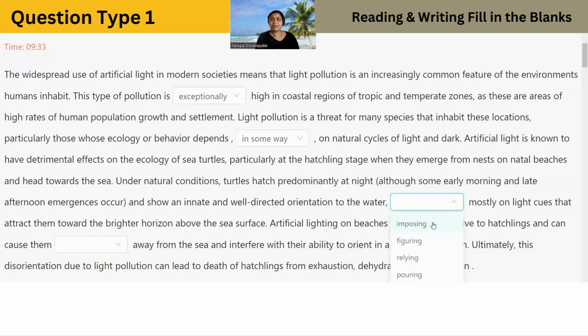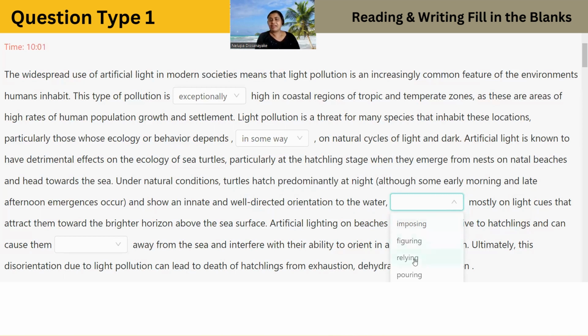Imposing means something urged to happen, something forced to happen. So imposing was on light cues. It actually does not match, but it gives some influence. It's not imposing, like it's not forcing, but when there are some light cues, what happens?